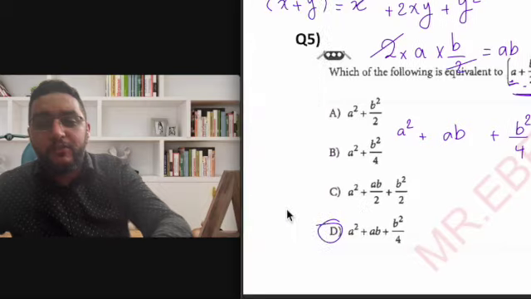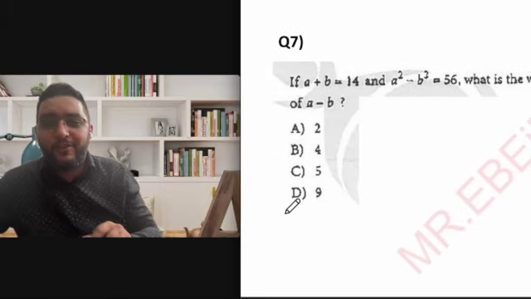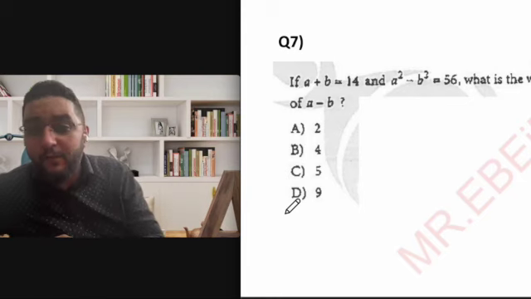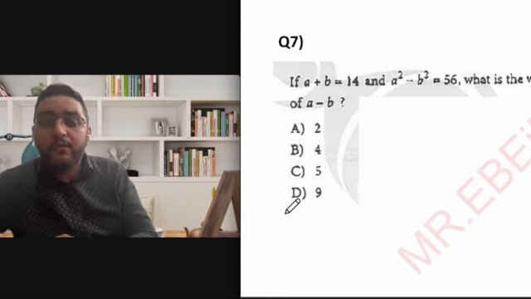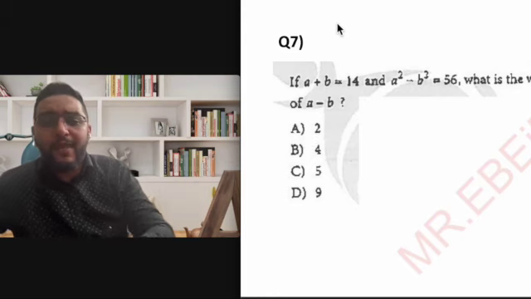Let's move to another question, question 7. Very important question, question 7. If a plus b equals 14 and a squared minus b squared equals 56, what is the value of a minus b? You know that we have something called the difference between two squares.